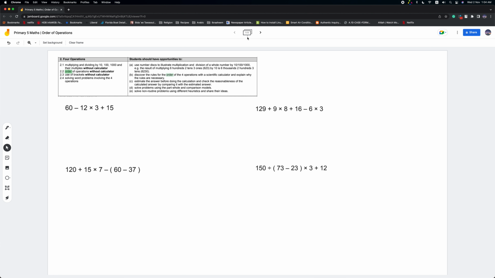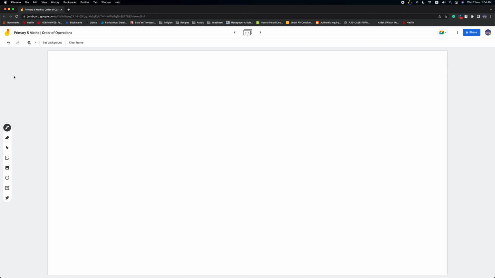So let's go through the first item here. Multiplying and dividing by 10, hundreds or thousands. We'll start off with whole numbers first. Let's say we have 23 times 10. It's very simple. There's only one zero here, so I'll just teach you the shortcut. Since there's one zero, we just add the zero.